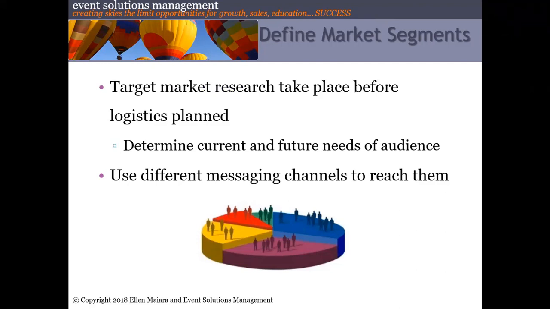So we define our target market, and we have to determine the current and future needs of the audience. And we're going to use different messaging channels to reach them, because one guy likes to read his emails, and everybody else likes to use social media. 20% like to use Twitter. I don't know, whatever it is. So you have to use different messaging to get to everybody.